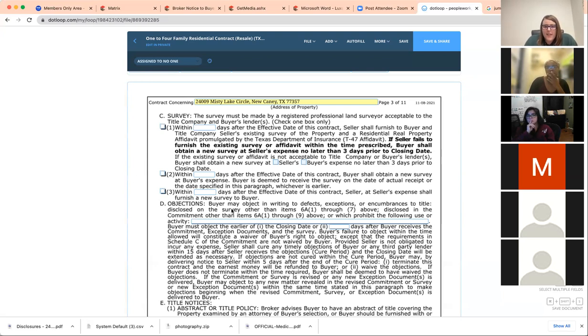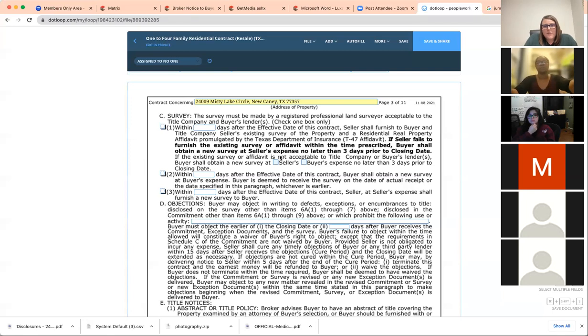If the existing survey is not acceptable to title company or the lender, then the buyer shall obtain a new survey at blank expense. Typically, we see buyer's expense checked off, but again, this is all negotiation. So when writing a contract, I'm not going to say this is the exact box you have to check because it depends on the market. It depends on the situation of the seller and the buyer. And so there's not necessarily a right or wrong choice. It depends on the negotiation.